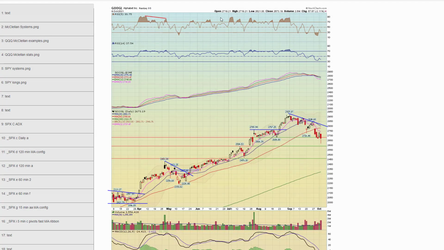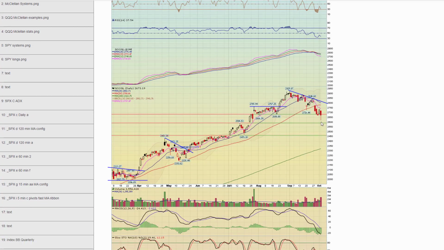Next. Chart number 29, Google. Now, Google was down much more today, came well off those lows. It got into that thin zone a bit here.